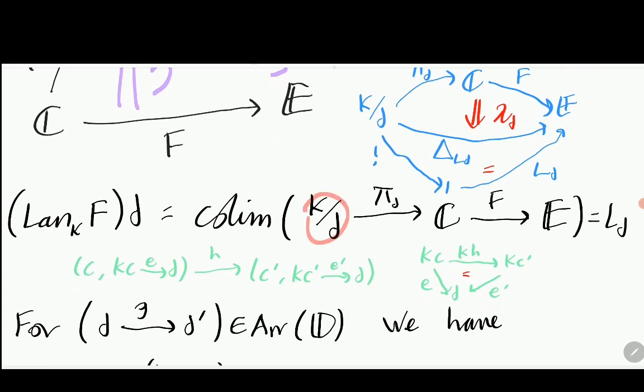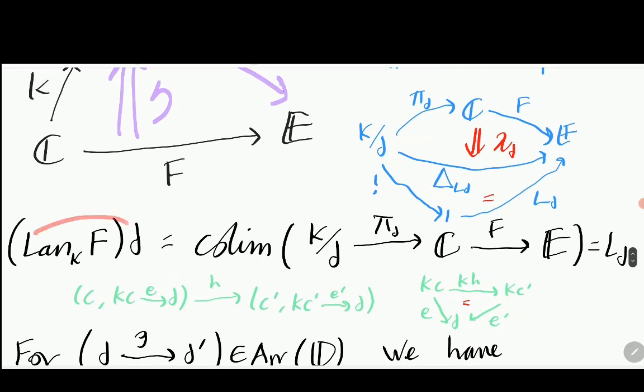Here's the very, very brief recap. The objects of k slice D look like this. The arrows of k slice D look like this arrow h from C to C dash that should make these kind of diagrams commute.